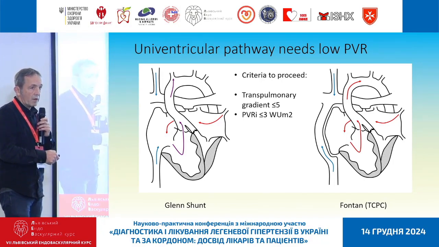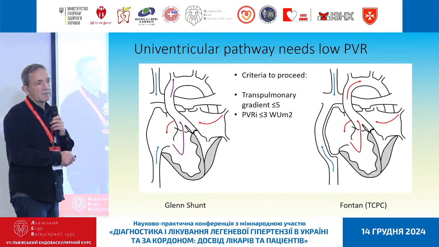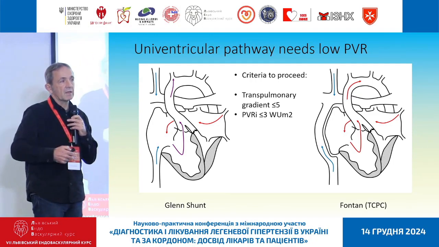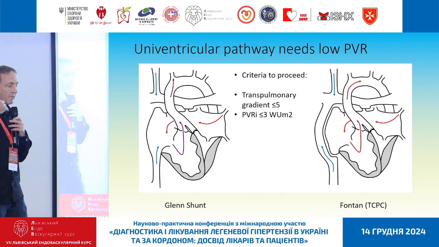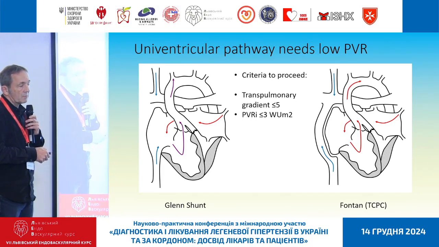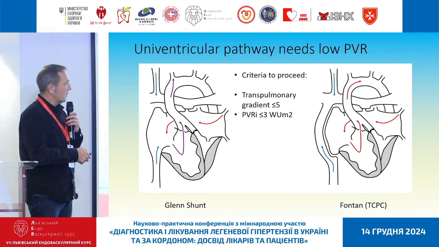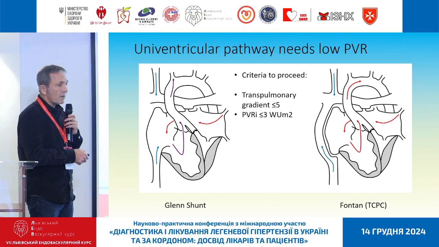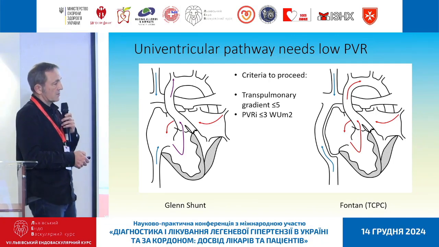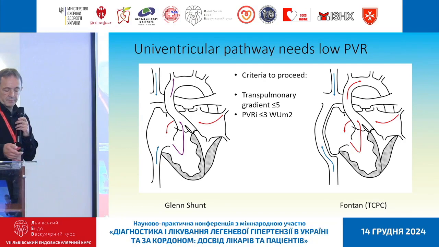But for it to work, it relies mainly on the child breathing. When the child breathes in, the lungs inflate, that pulls blood, sucks blood from the SVC into the lungs. And so it relies on there being very low resistance in the lungs, and therefore it's important that the pressure is below 15. So the criteria to proceed are usually that the pulmonary artery pressure is under 15, the transpulmonary gradient is under 5, or the resistance, if you want to measure it, is 3 or less.